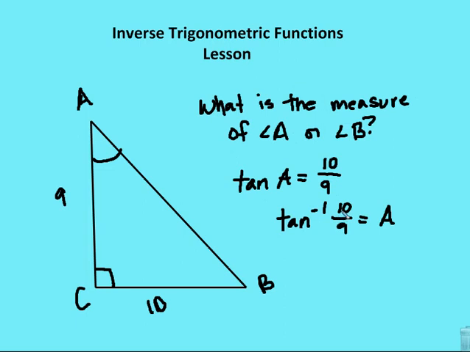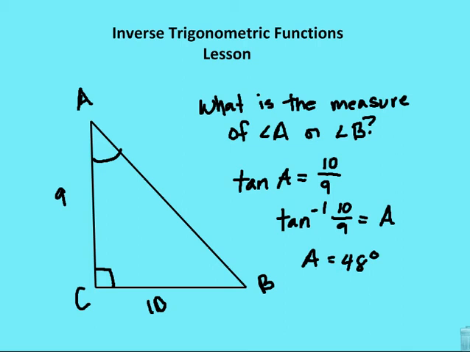So I take a look at my calculator. I see an inverse tangent function. I type in inverse tangent of 10 divided by 9. And you should get an angle measure for A of approximately 48 degrees.